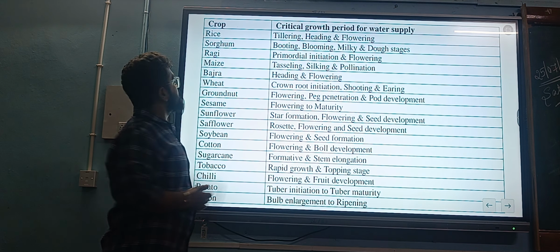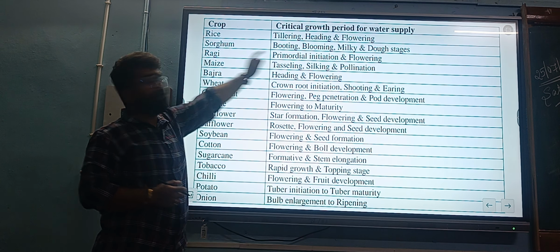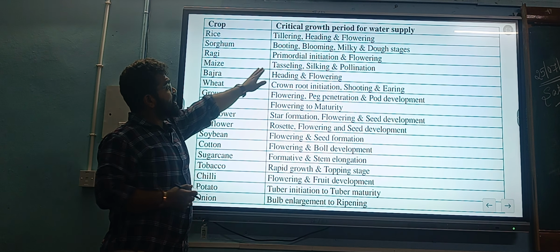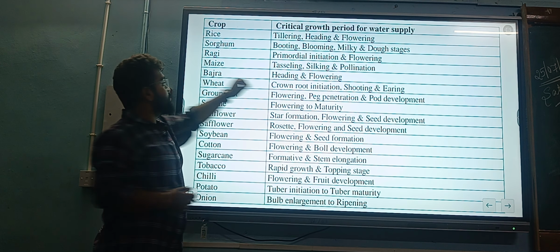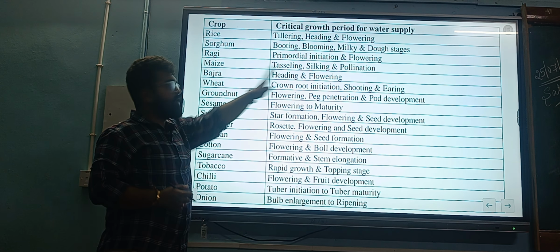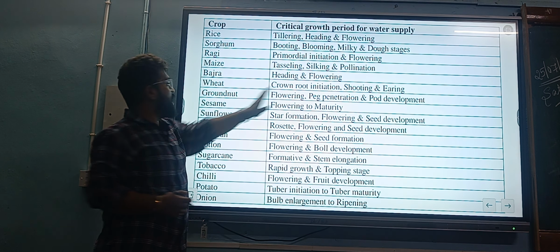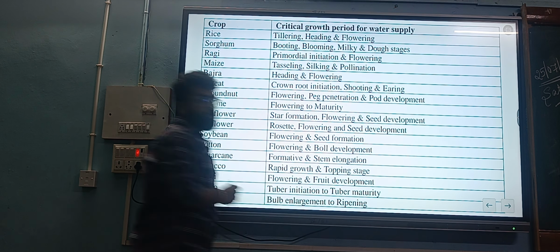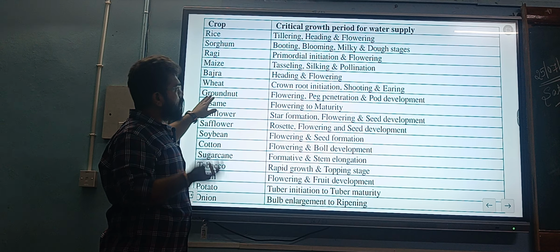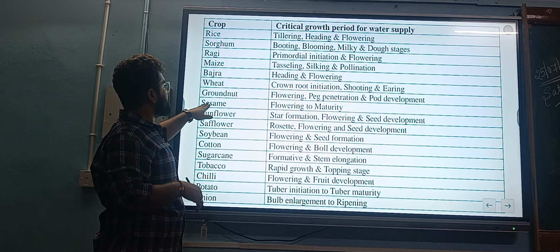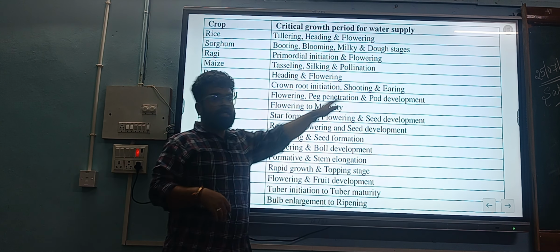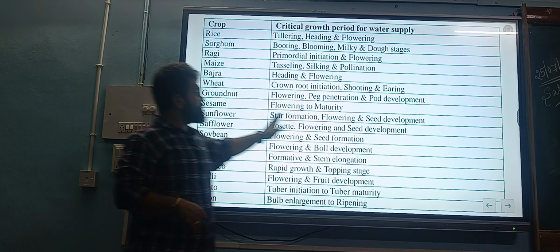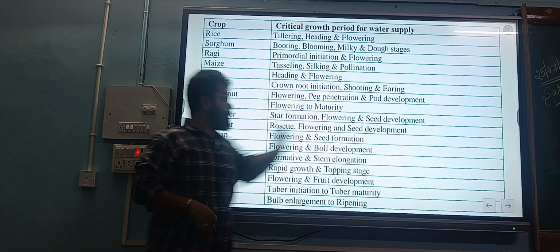So which are those stages? For rice, it is tillering, heading and flowering. For sorghum, booting, blooming, milky stage and dough stage. For ragi, it is primordial initiation and flowering stage. Maize, tasseling, silking and pollination stage. Bajra, heading and flowering. Wheat, this stage is very important, the crown root initiation stage, then shooting stage and grain growth stage. The next is groundnut, it is flowering, peg penetration, pod development. Sesamum, flowering and maturity. Sunflower, star formation, flowering and seed development.